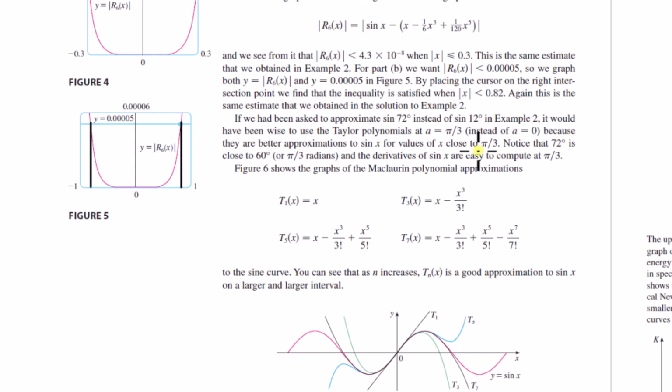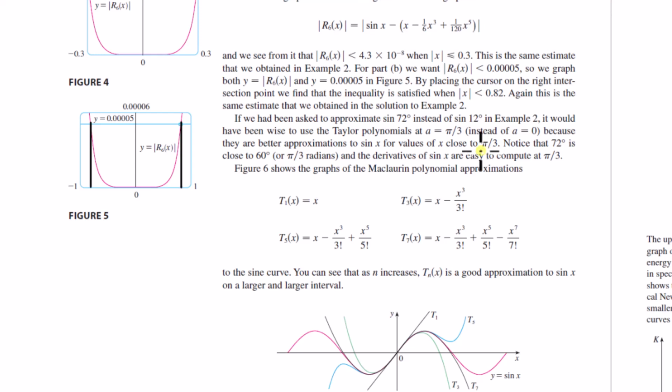Yeah, so it depends on the application, but in general, you want the center point to be as close as possible to the value you're going to be evaluating the function at, ideally. But it says, notice that 72 degrees is close to 60 degrees. So yeah, if we wanted to do sine of 72 degrees, it's not like you'd want to center it at sine of 70. Would you do that? Would we want to center it at sine of 70? No, you want to center it at a value that works well with the function.